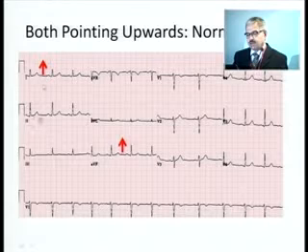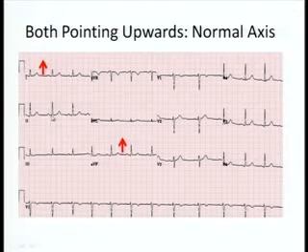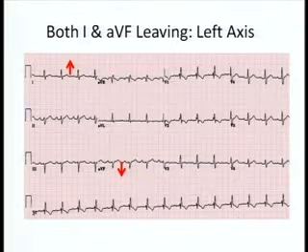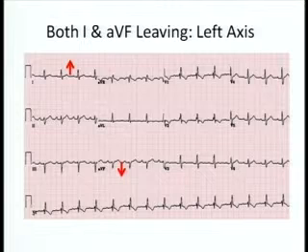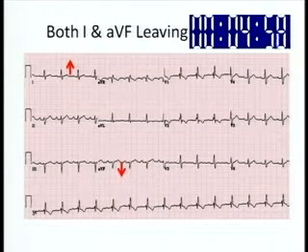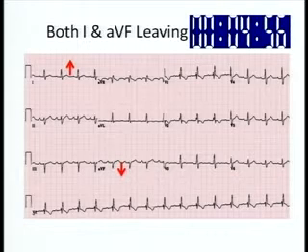P taller in lead 2, PR interval less than 1 big box, QRS narrow. Then I need to know the axis. I look at lead 1 and lead aVF. Both are pointing upward, normal axis. I don't need to know whether it's 30 degrees, 50 degrees, or 70 degrees. It's immaterial to me. All I need to know quickly is whether the axis is normal. Next, if both are leaving each other, diverging, looking away from each other, they're angry with each other, then since they're leaving, it should be left axis. I don't need to sit and do the calculations.